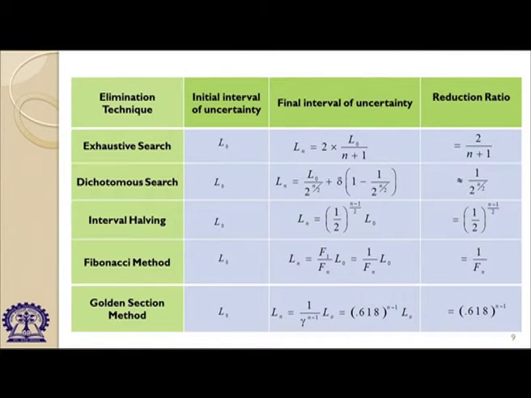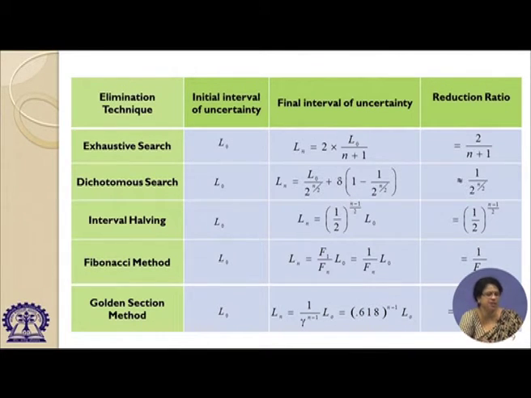Now, if we look at the different elimination techniques, we have covered the exhaustive search, dichotomous search, interval halving, Fibonacci method and golden section method. Let us compare these 5 methodologies. In the initial interval of uncertainty, everywhere it is L naught; only then can we compare, if this is the same. If the initial interval of uncertainty increases, then the situation will be different.